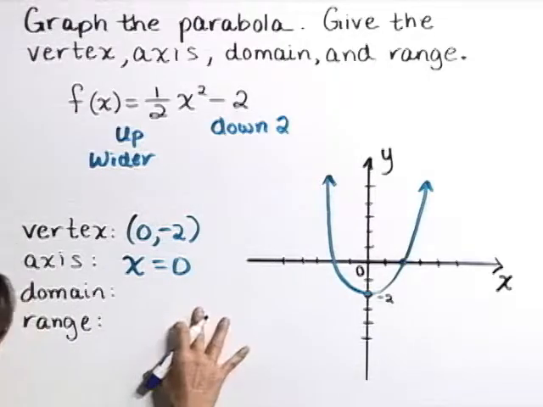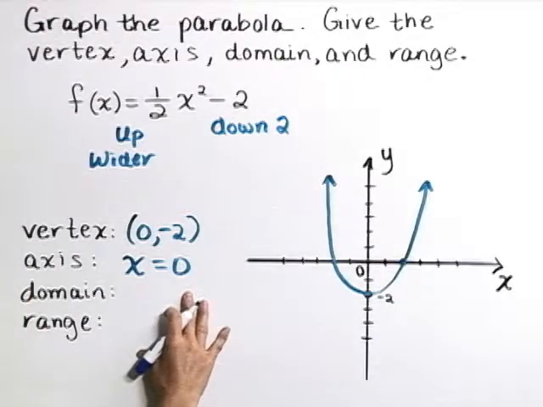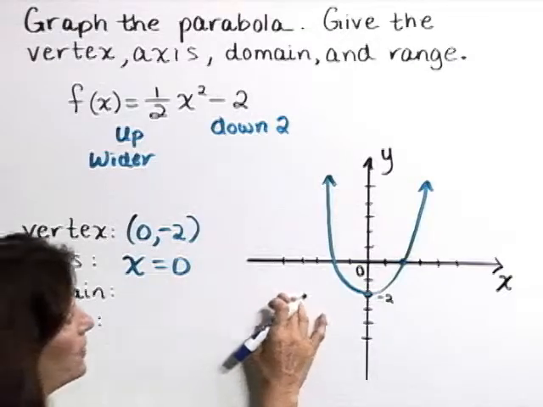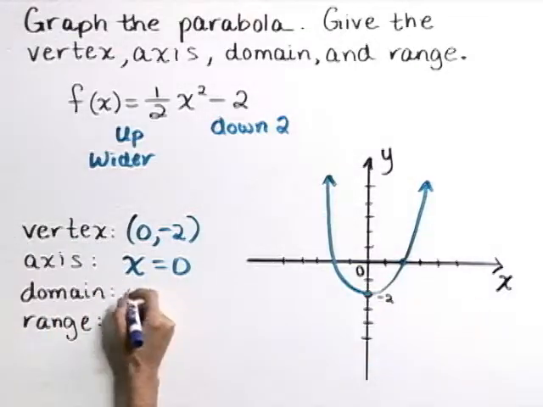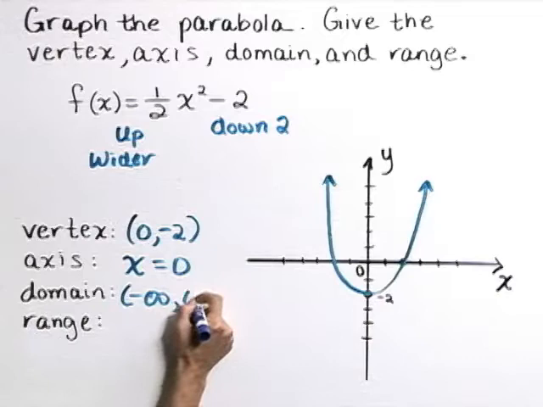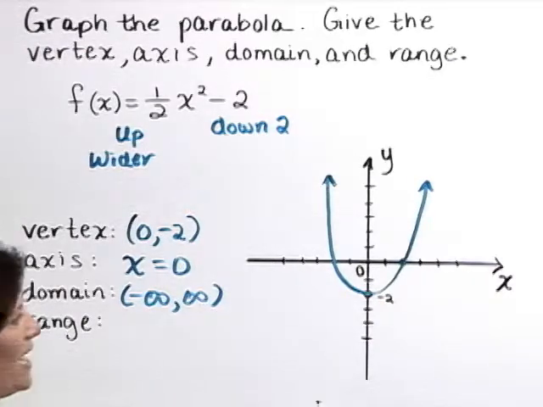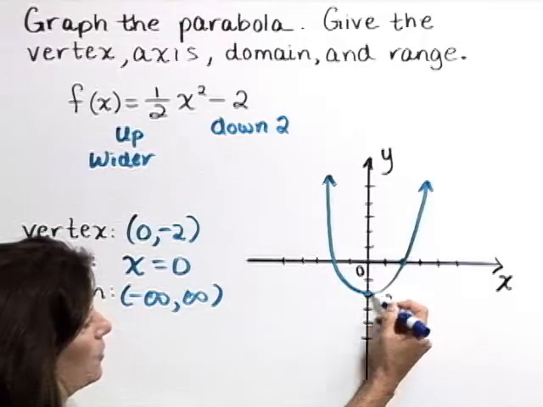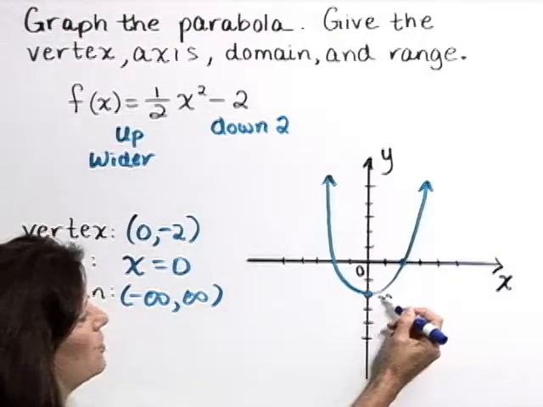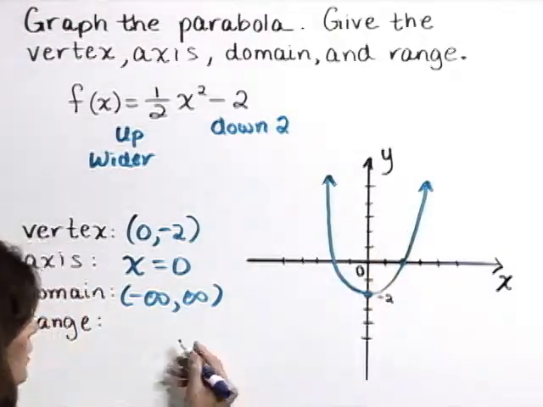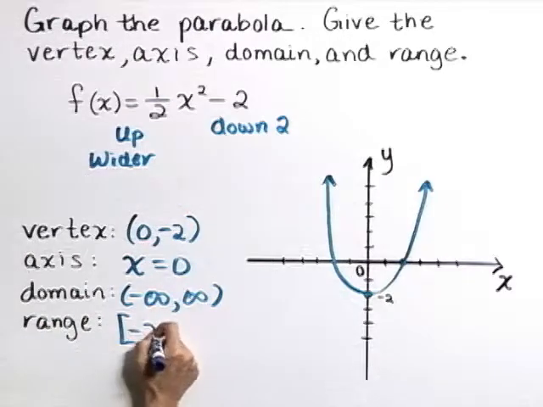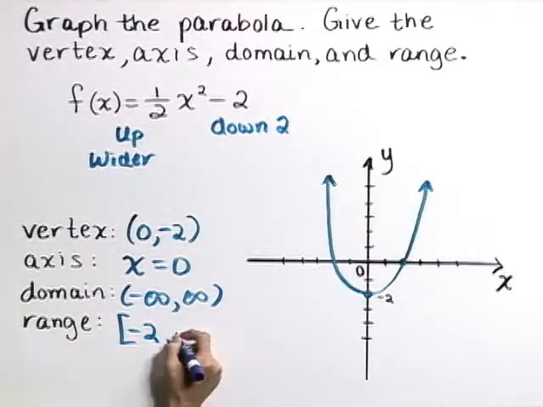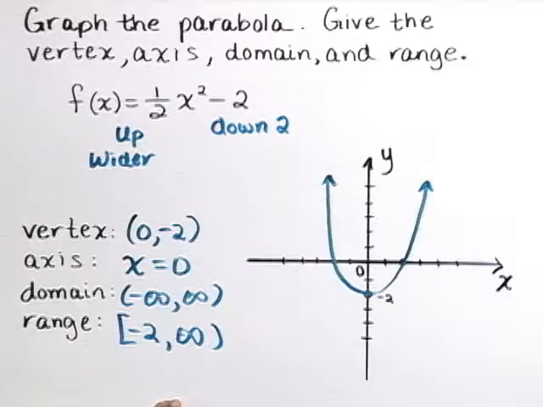As a last thing, we want to mention our domain and range for this parabola. The domain is all of the x values from -infinity to +infinity. While the range has a restriction, it's not going to go below -2, but it does include that -2 and every y value larger. So our range is -2 inclusive to +infinity.